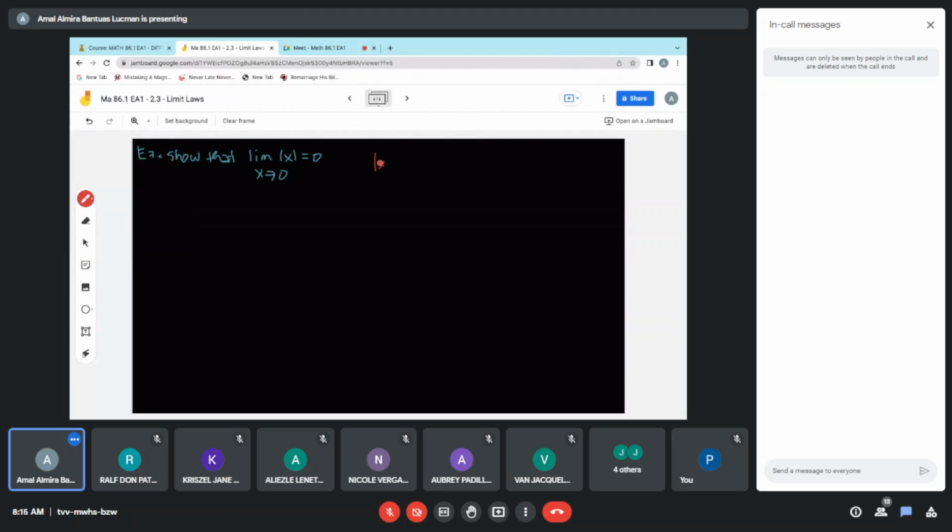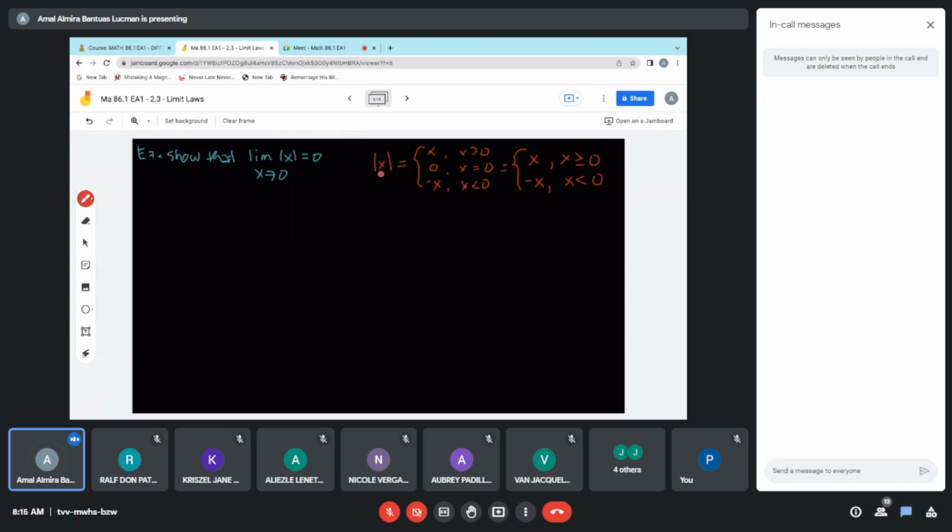We know from algebra that the absolute value of x is just equal to x if x is greater than 0. It's equal to 0 if x is equal to 0. It is equal to negative x if x is less than 0. Or further, we can combine this as equal to x if x is greater than or equal to 0, or equal to negative x if x is less than 0.